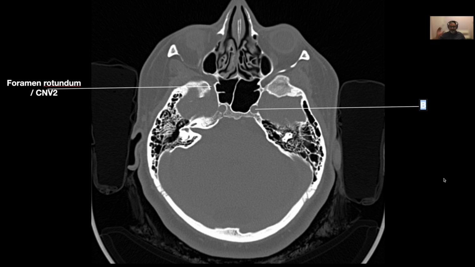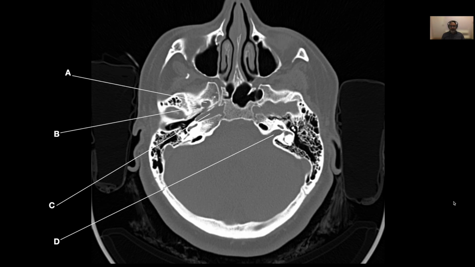This one is not a foramen, it is a canal. An artery goes through it, not a nerve. That is the carotid canal. Yes, that is the carotid canal, absolutely, and it's the upper part of the carotid canal.